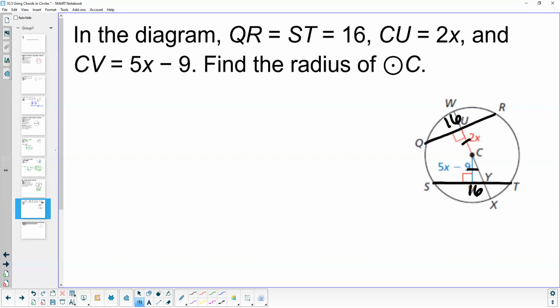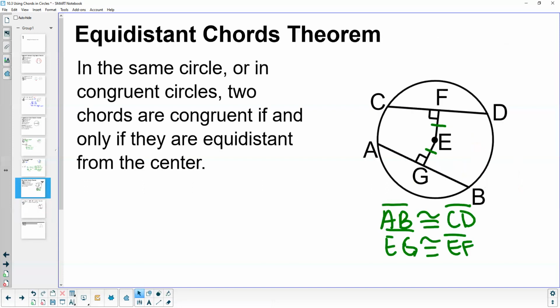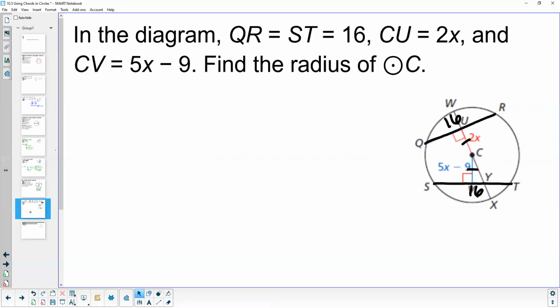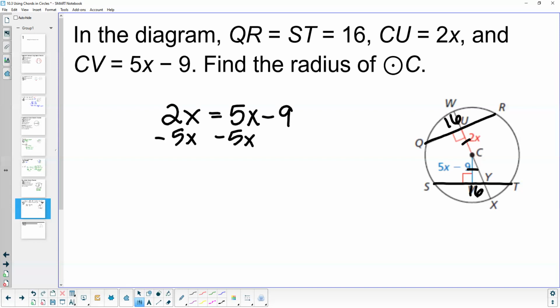So CU is going to be the same as CV, based on the Equidistant Chords Theorem. What we can do with that information is solve for x. So 2x is equal to 5x minus 9. I can subtract 5x from both sides and get negative 3x is equal to negative 9. Divide both sides by negative 3, and we get x is equal to 3. Now that we know that, we want to use it to figure out the radius of our circle.